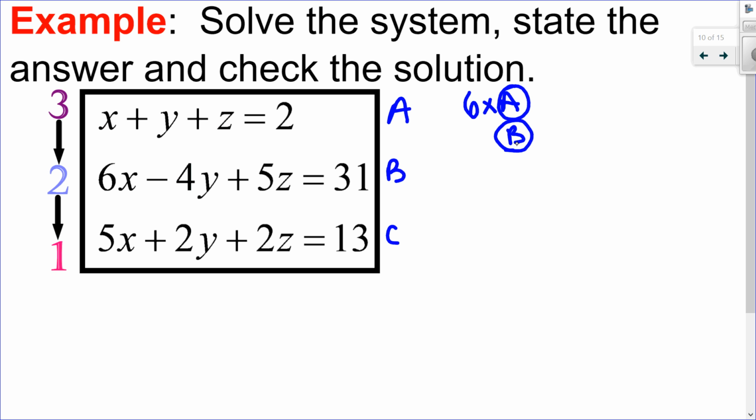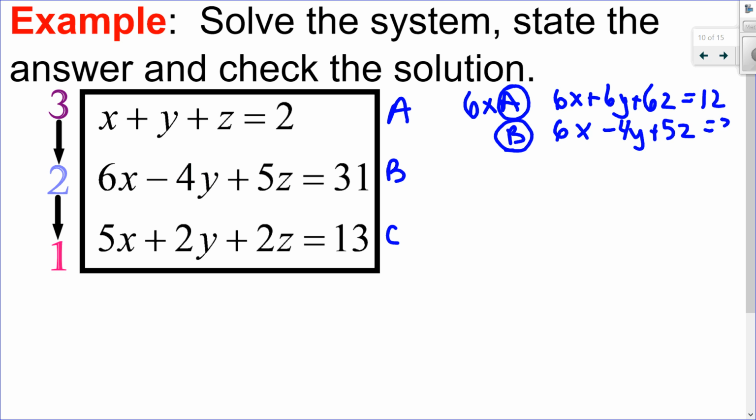So I'm going to do 6 times equation A, which is 6x plus 6y plus 6z equals 12. Don't forget to multiply the constant. And then I'll combine that with equation B. Okay, so in doing that, you can see I can combine those equations to actually get rid of x. And that's exactly what I'm going to do. So subtract them all term by term.